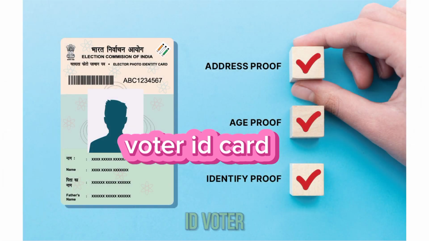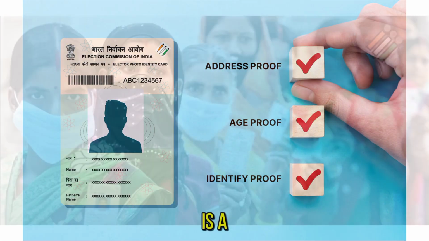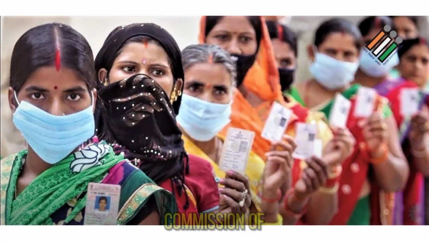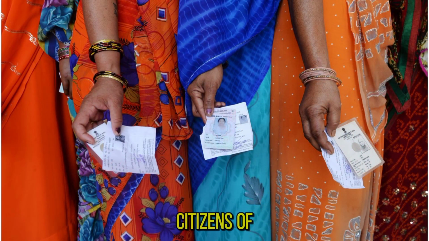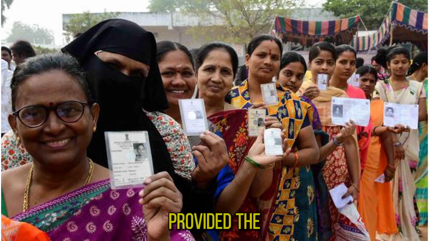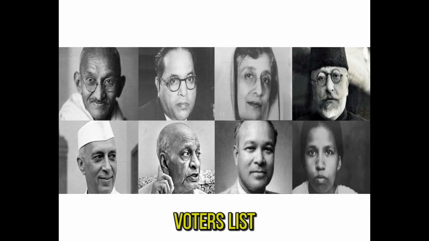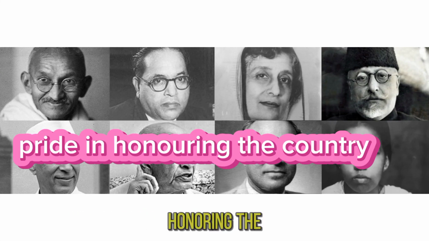What is the voter ID? Voter ID is a document issued by the Election Commission of India to eligible citizens of the country, empowering them to vote in the elections of the country provided the names appear in the voters list. Pride in honoring the country.